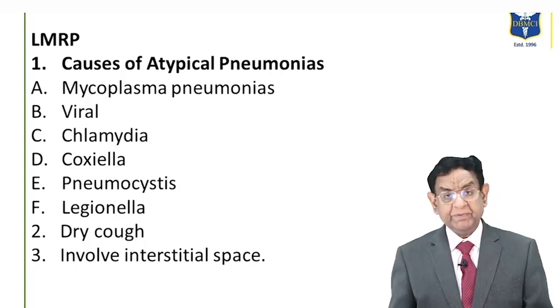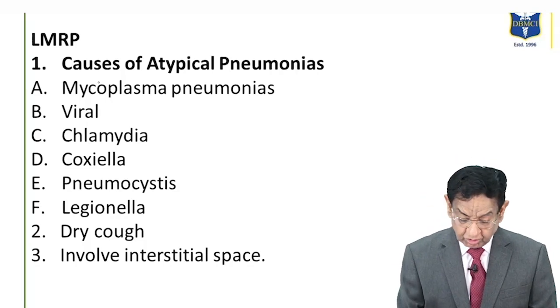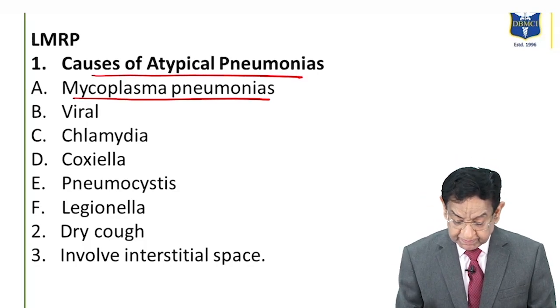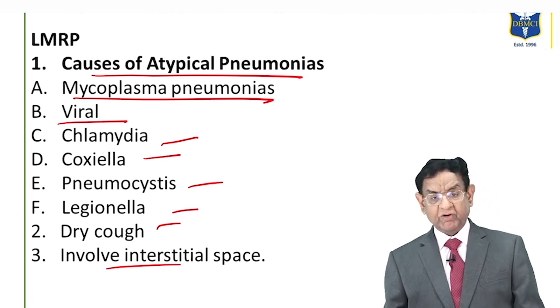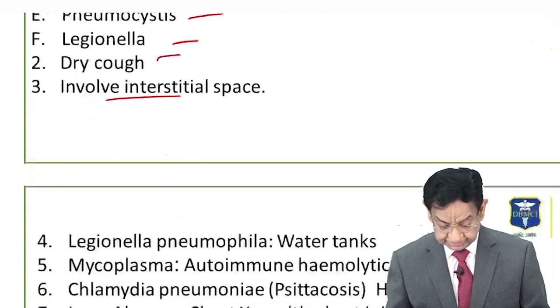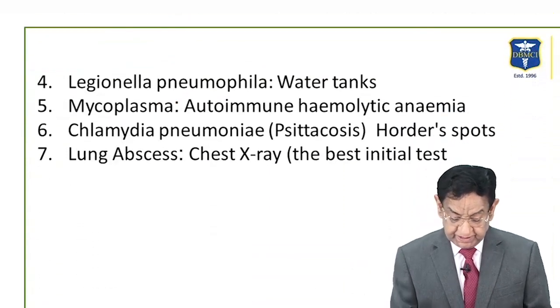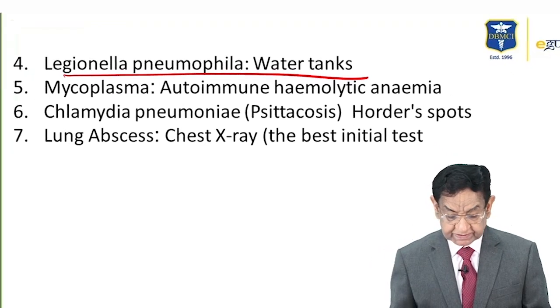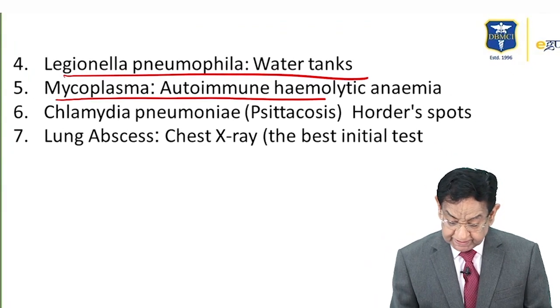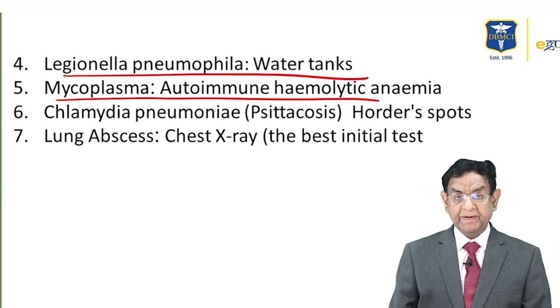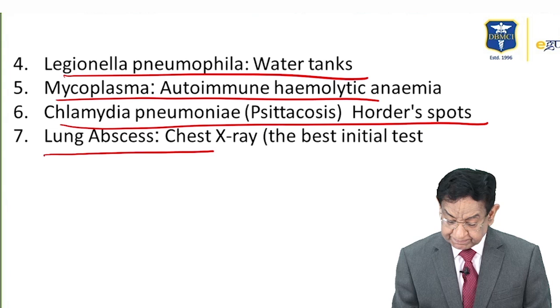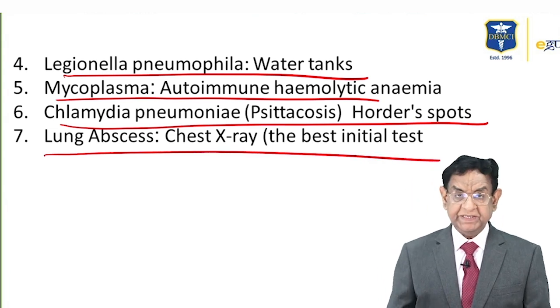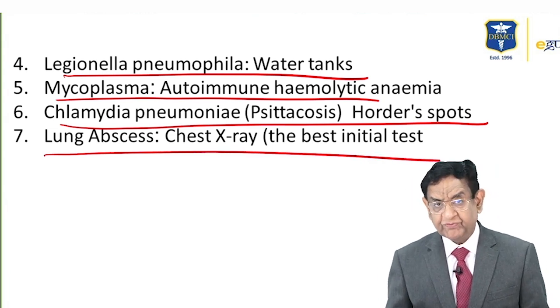A quick recap of the last-minute revision points. Causes of atypical pneumonia: mycoplasma pneumonia, viral, chlamydia, coxiella, pneumocystis, legionella. They have dry cough and involve the interstitial space. Legionella pneumonia is associated with water tanks, and mycoplasma with autoimmune hemolytic anemia. Chlamydia pneumonia, psittacosis, Hodder spot, lung abscess: chest X-ray is the best initial test, and you get a fluid-filled cavity.